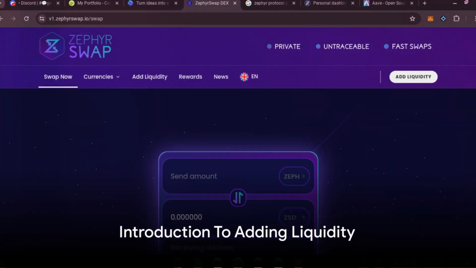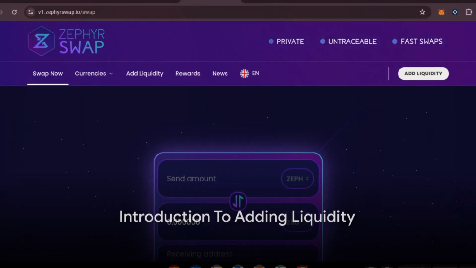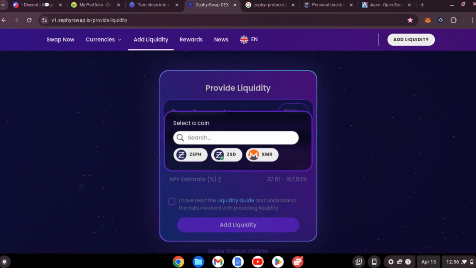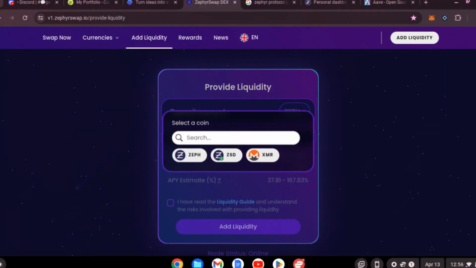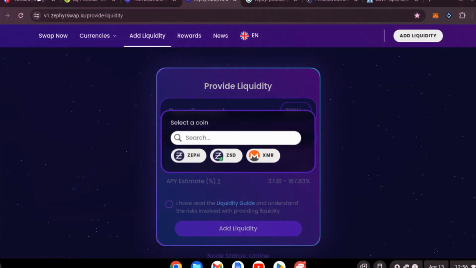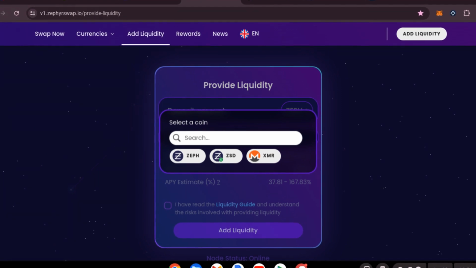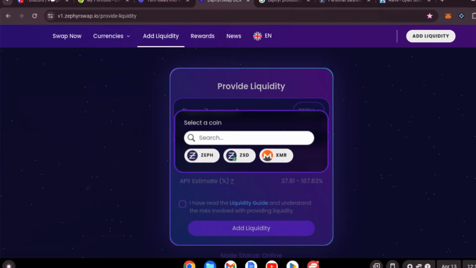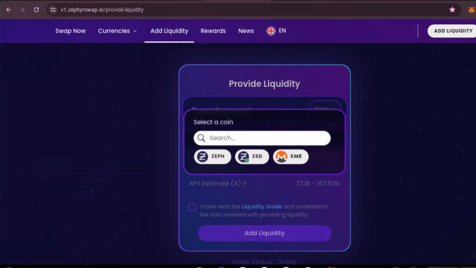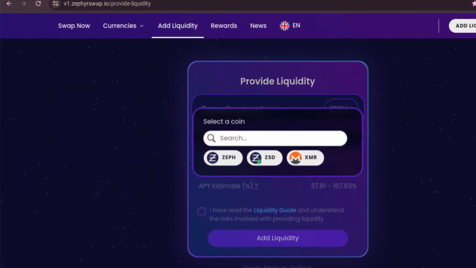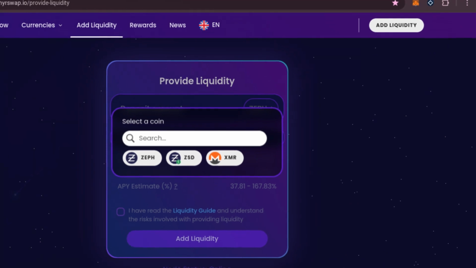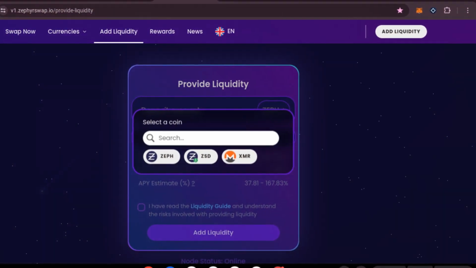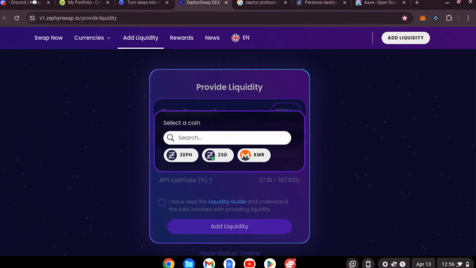Have you ever wondered how adding liquidity works on Zephyrswap? This process involves depositing your crypto coins, which in turn supports the exchange's private transactions function. You're not just helping the platform, but also earning from the transaction fees from your deposited tokens. As a liquidity provider, you earn a profit while ensuring the exchange operates with private, untraceable swaps seamlessly.